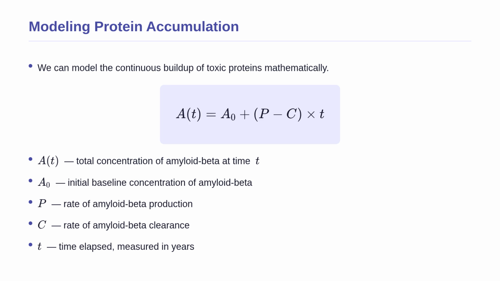A of t is the total concentration of amyloid beta at a given time. A0 is the initial baseline concentration you start with. P is the rate at which the brain produces the protein, and C is the rate at which the brain clears it away. Finally, t is the time elapsed in years. Physically, if the production rate P increases or the clearance rate C decreases, the net accumulation grows much faster, pushing the patient closer to the disease threshold.